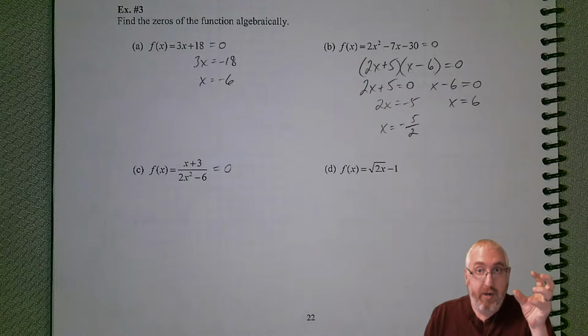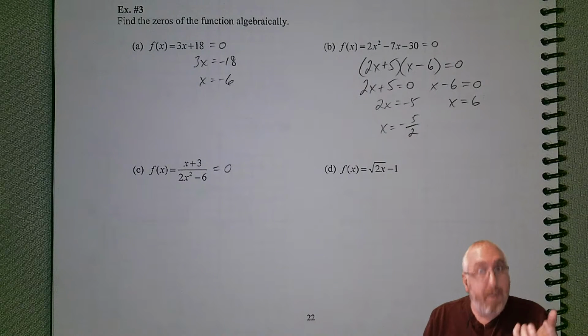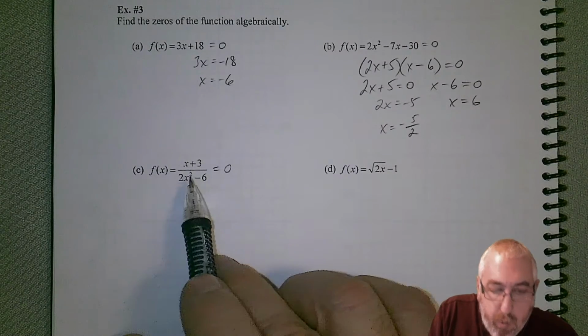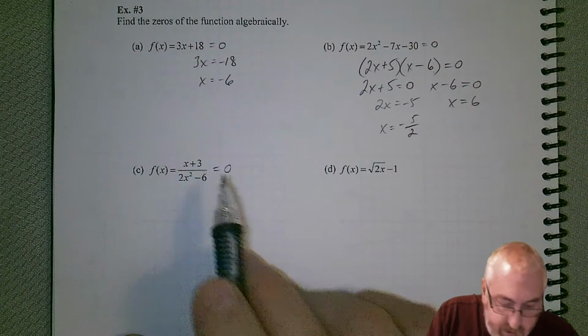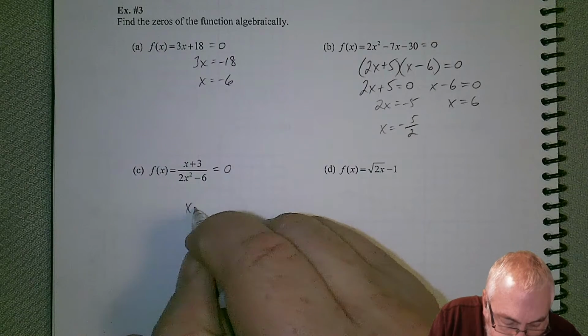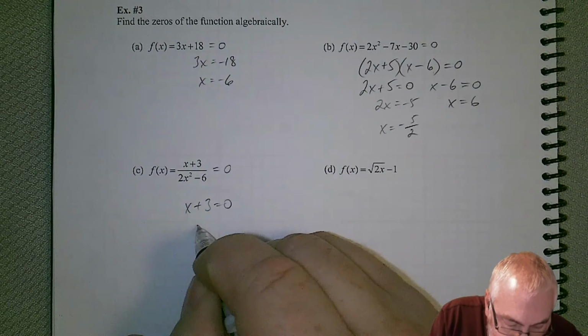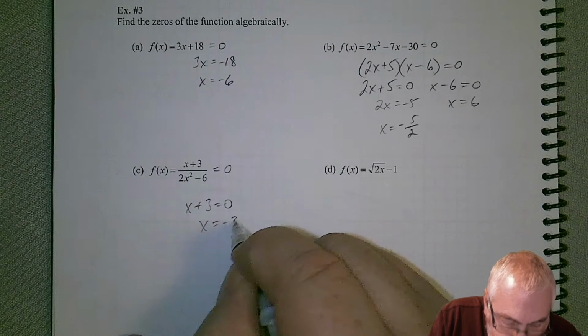The top determines if the fraction is equal to 0. The bottom does not. The bottom can be pretty much anything except 0. We don't want 0 on the bottom. So we have a little bit of checking that we're going to need to do with this one. So since we really only care about the top equal to 0, let's solve that. And so we can quickly see that x is equal to negative 3.